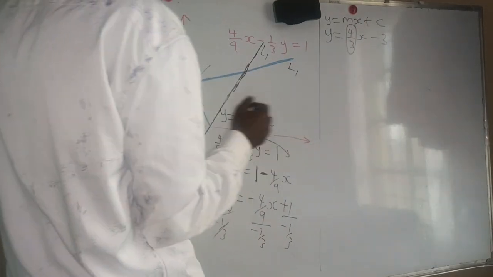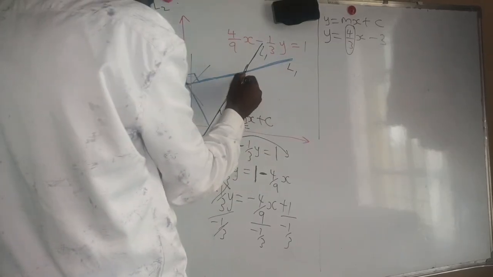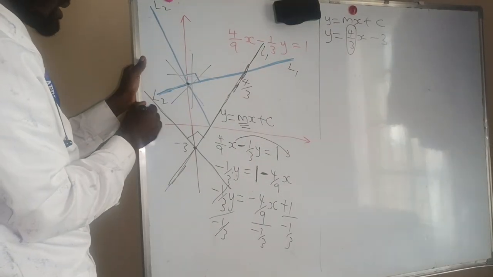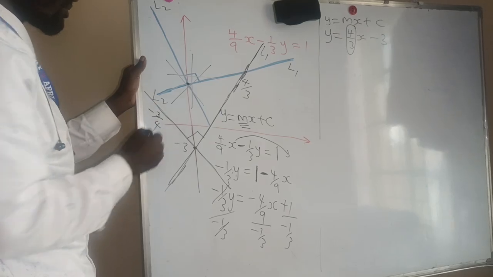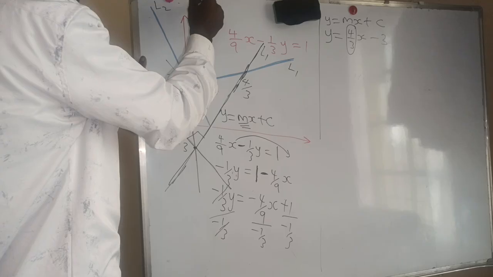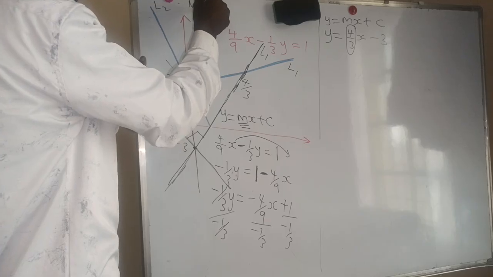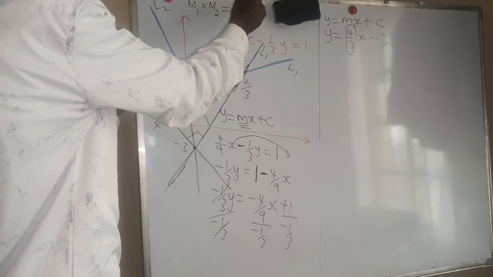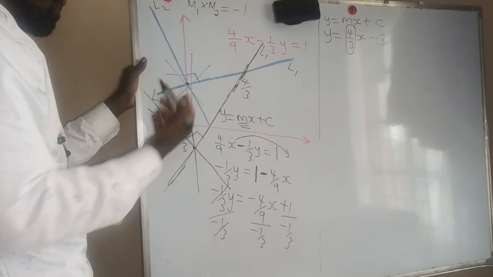So if the gradient of this first line is 4/3, then the gradient of this second line is going to be -3/4. I think I told you that when two lines are perpendicular to each other, then the first gradient, m1 of the first line, times the second gradient, m2 of the second line, the answer must be -1. So m1 times m2 is equal to -1.